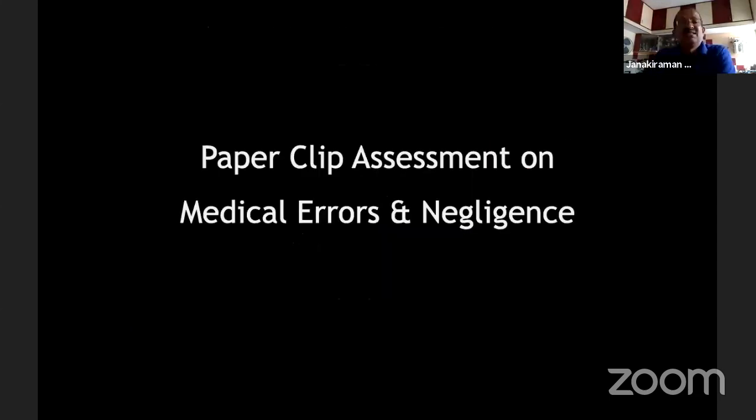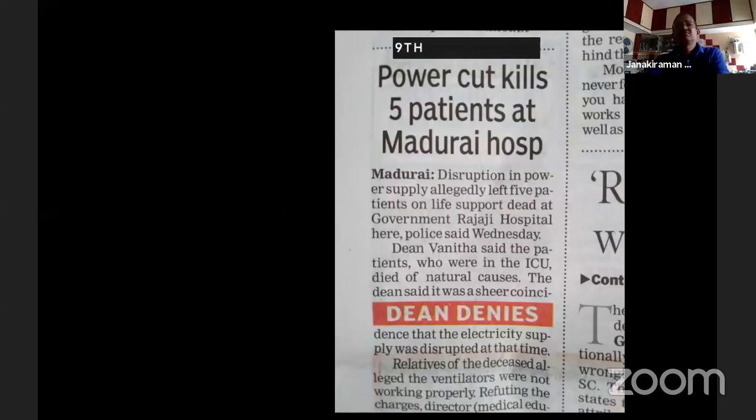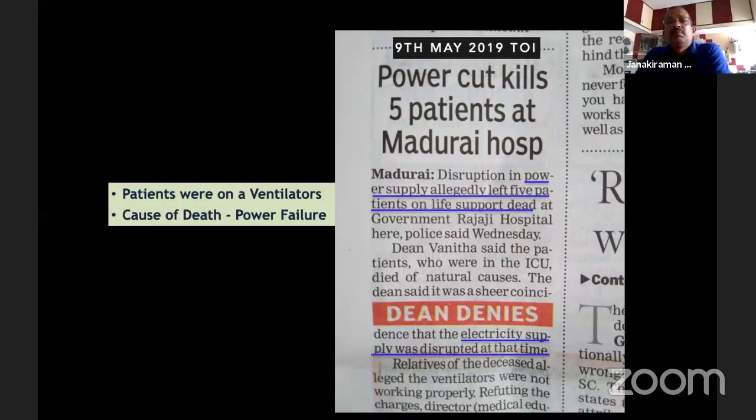Let's see some case assessments on medical errors and negligence. This was a case last year. Power failure kills 5 patients at Rajaji Hospital, Madurai. The situation here is that patients were on a ventilator, and the cause of death was power failure. I am not able to digest this, it is not acceptable. This is not at all acceptable.